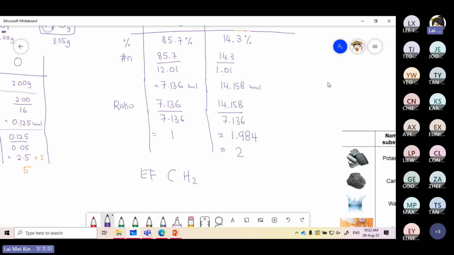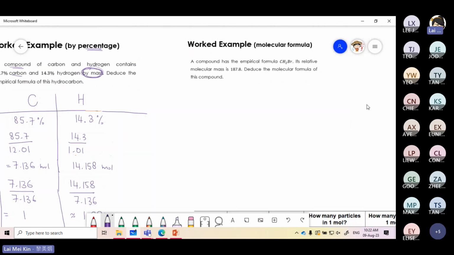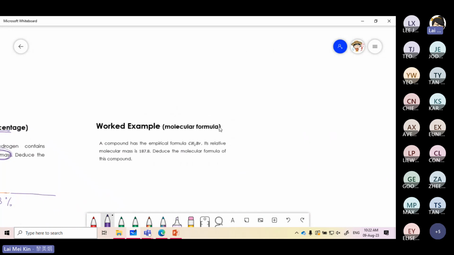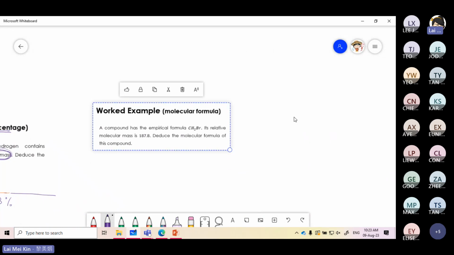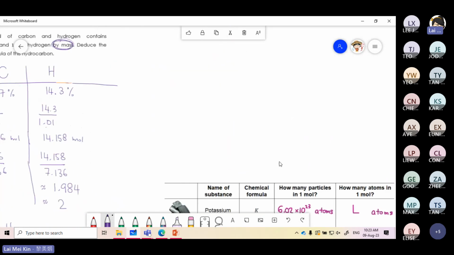I'll give you 1 minute to tidy up your calculations or notes, then we move on to the next part, how we use empirical formula to calculate molecular formula.